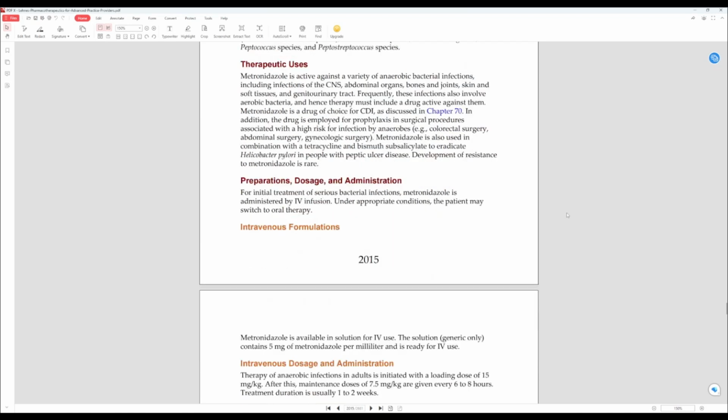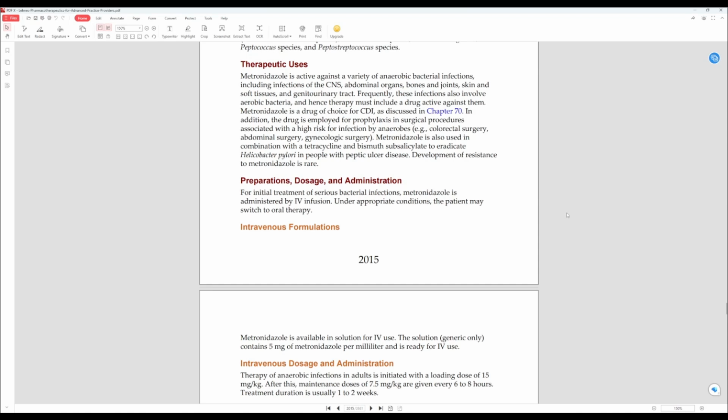So, its therapeutic use. Flagyl is active against a variety of anaerobic bacterial infections. They're really hammering this in. Aerobic does not work. Anaerobic works, including the infections of the CNS, abdominal organs, bones and joints, skin and soft tissues, and genitourinary tract. Frequently, these infections also involve aerobic bacteria, and therefore therapy must include a drug active against them. Flagyl is a drug of choice for C. diff, as discussed in Chapter 70.